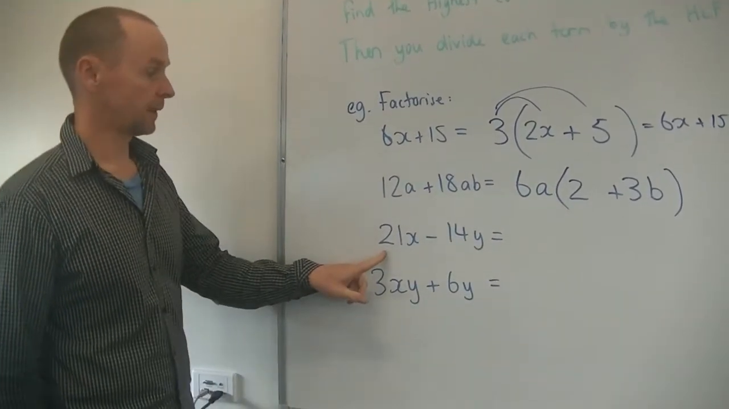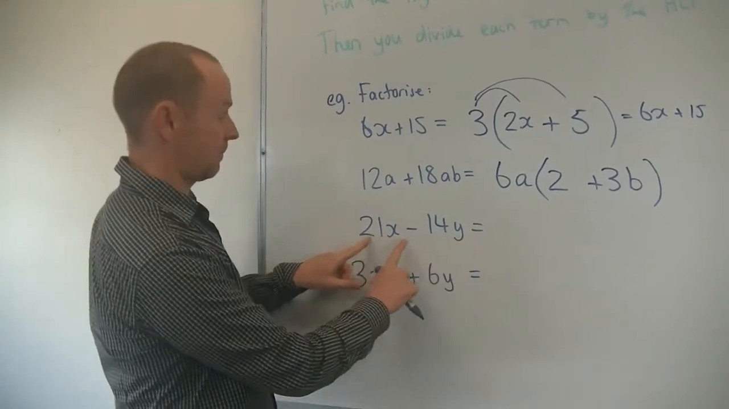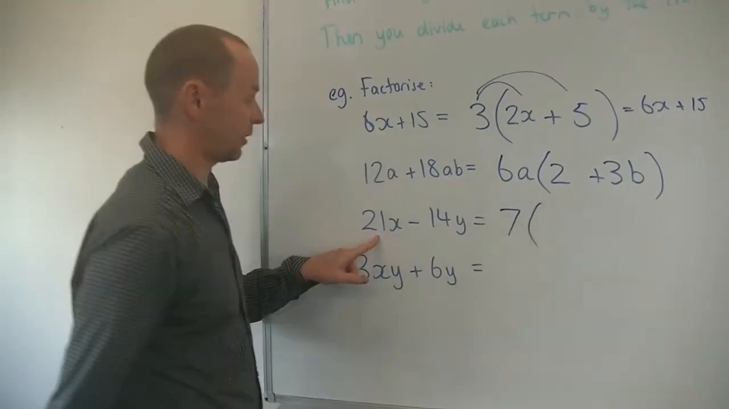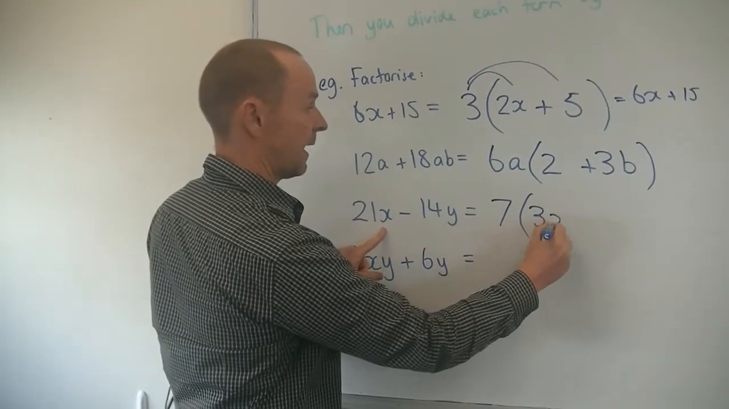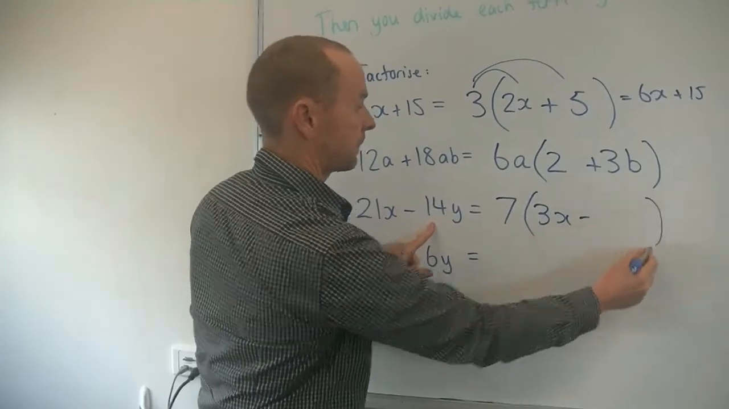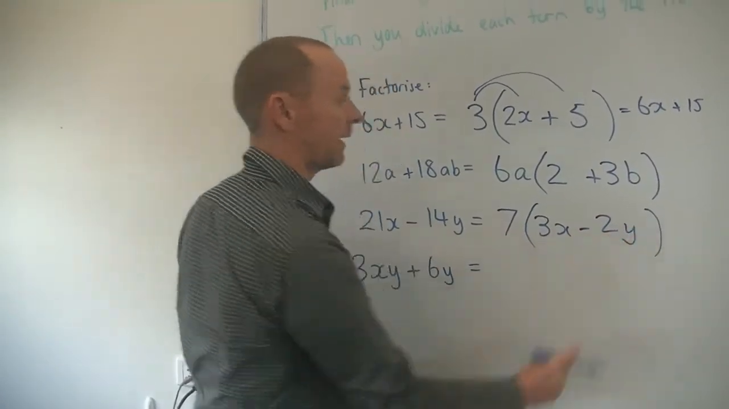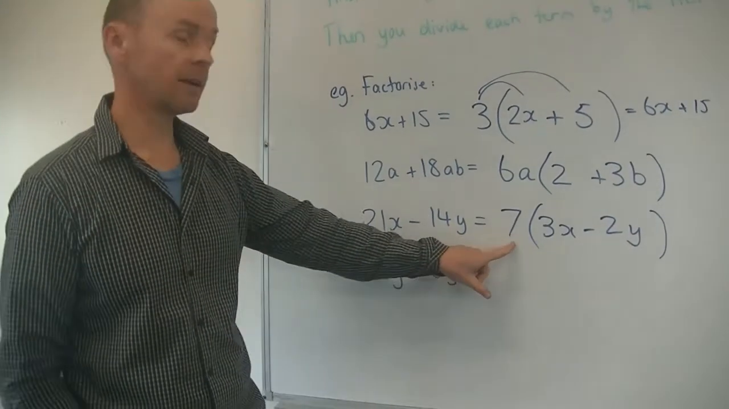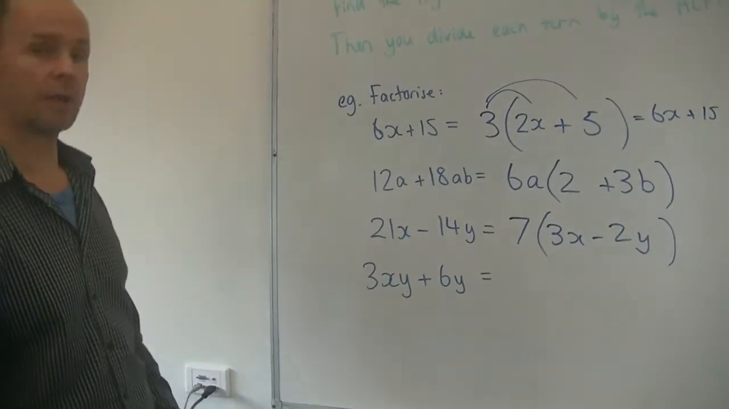Let's try another one. 21x minus 14y. There's no letters this time, but 21 and 14, I know 7 goes into both. So 7 is my highest common factor. 21 divided by 7 is 3, and I've also got an x still there. Now I know it's minus. 14 divided by 7 is 2, and I've still got the y there. So there's my answer. I can take 7 out as the highest common factor, and I divide both terms by 7. There we go.